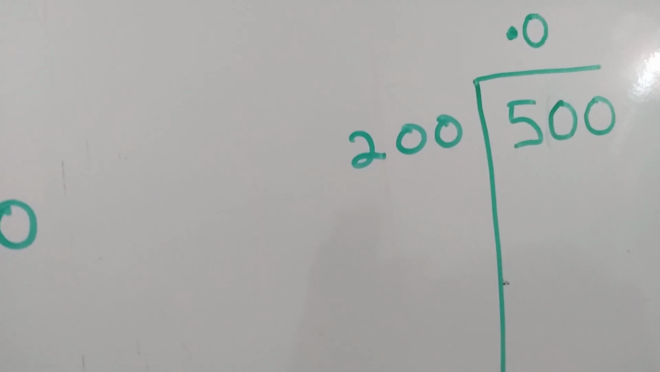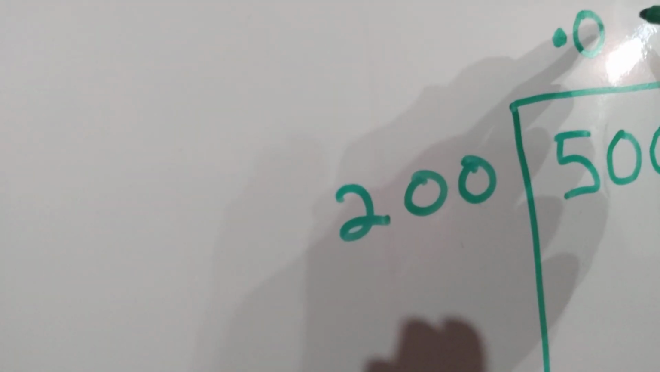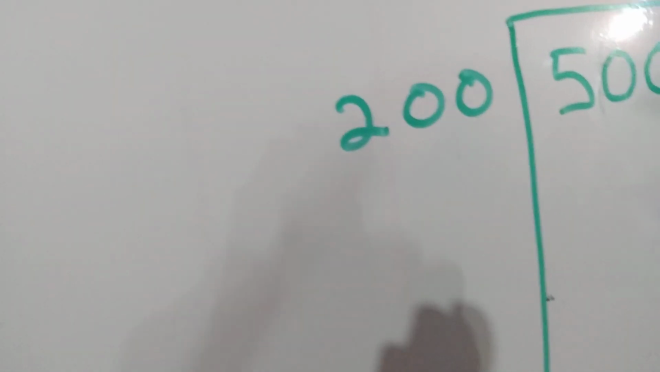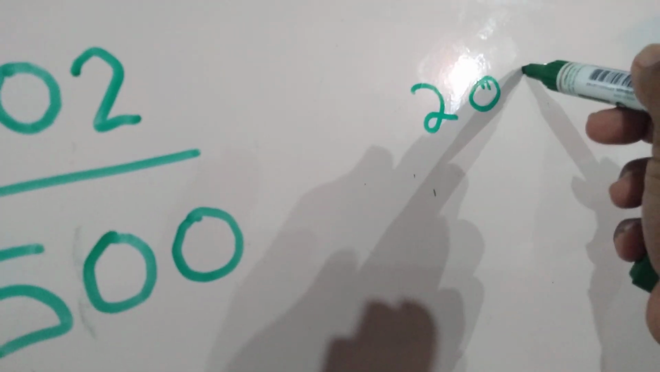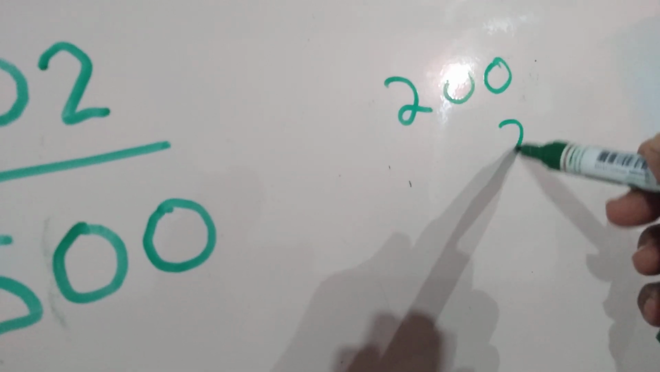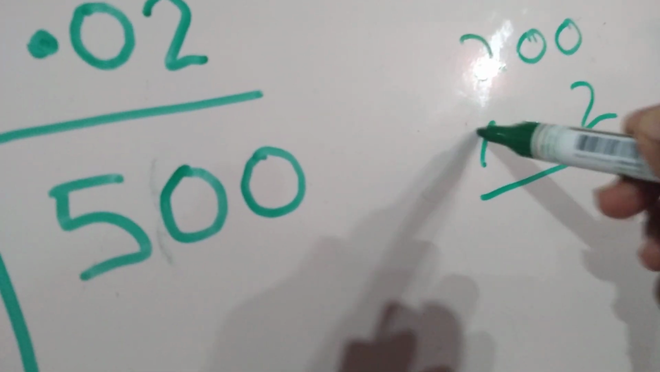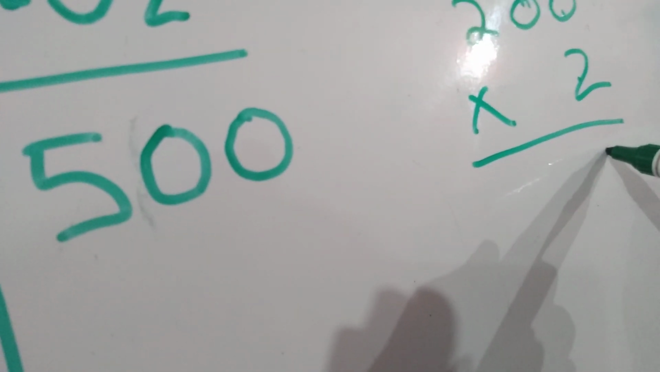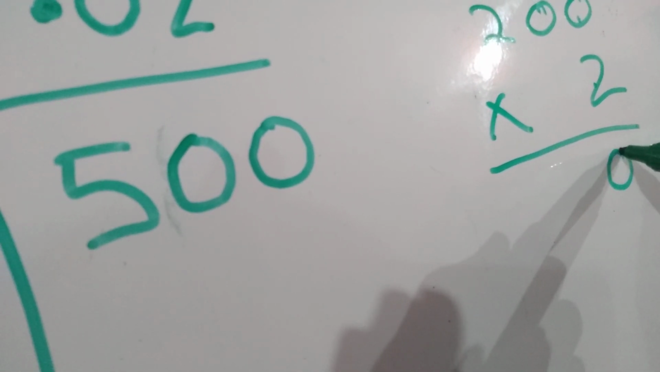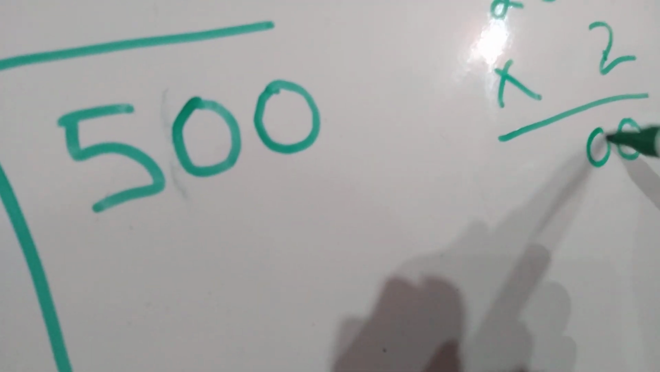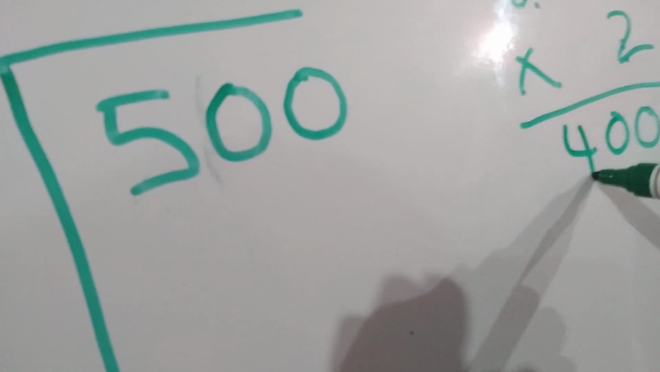So from 5 hundredths, we can get two groups of 2 hundredths. So we take the 200 here, just for you to see. This is really mental. And you multiply it. 0 multiplied by 2, 0. 0 multiplied by 2, 0. 2 multiplied by 2, 4.